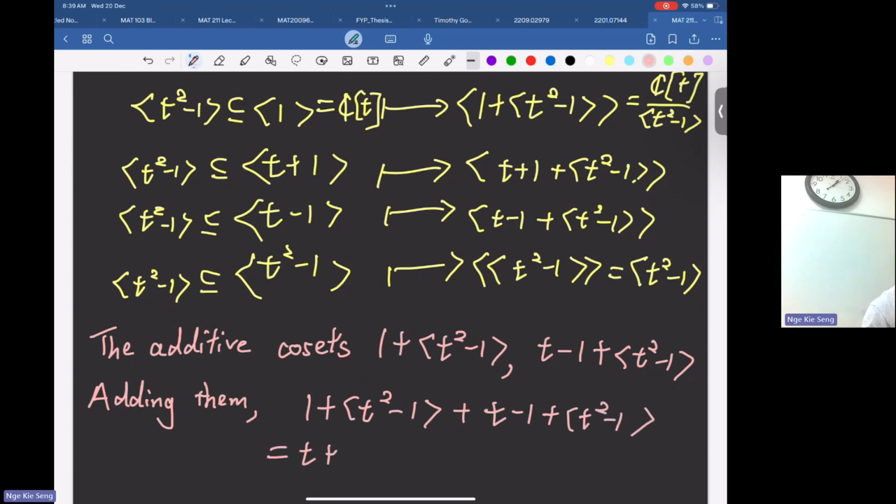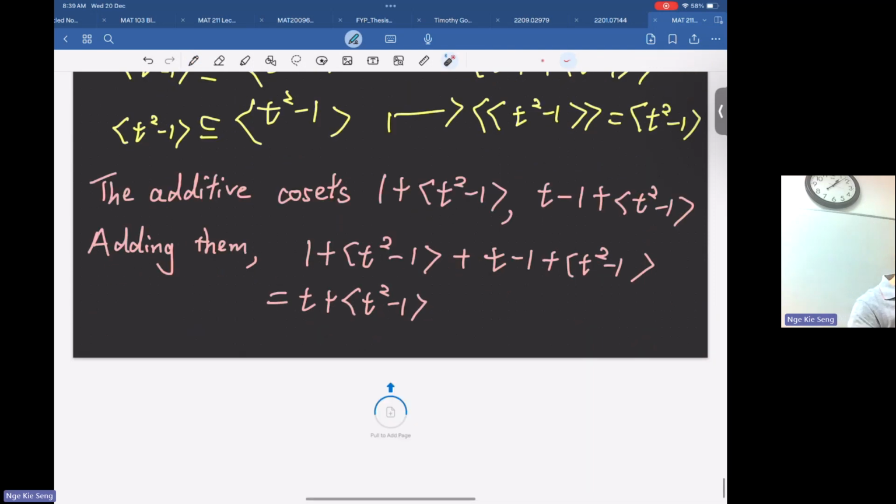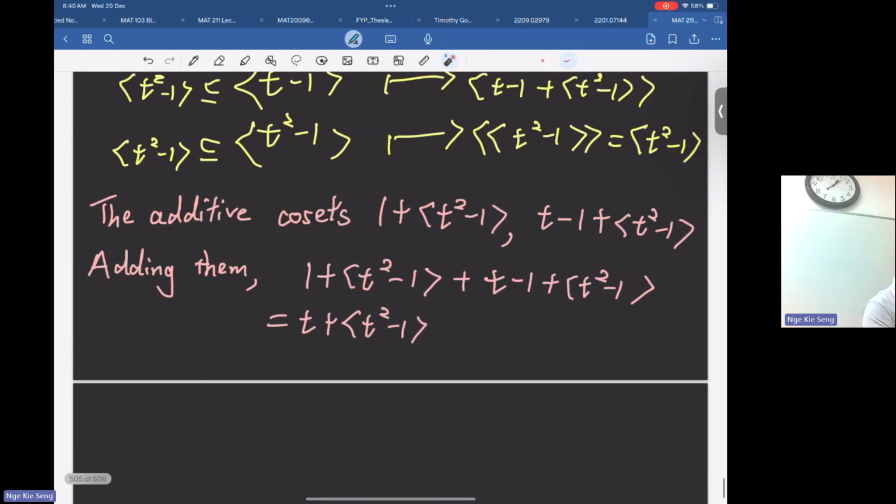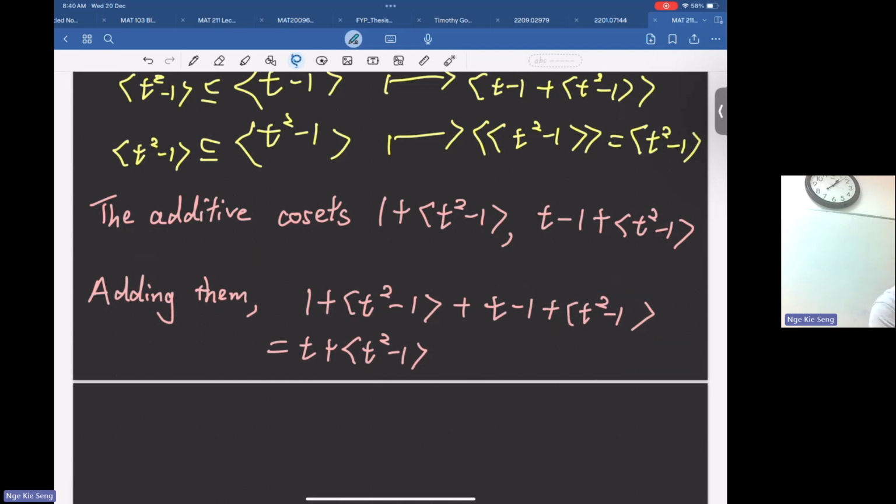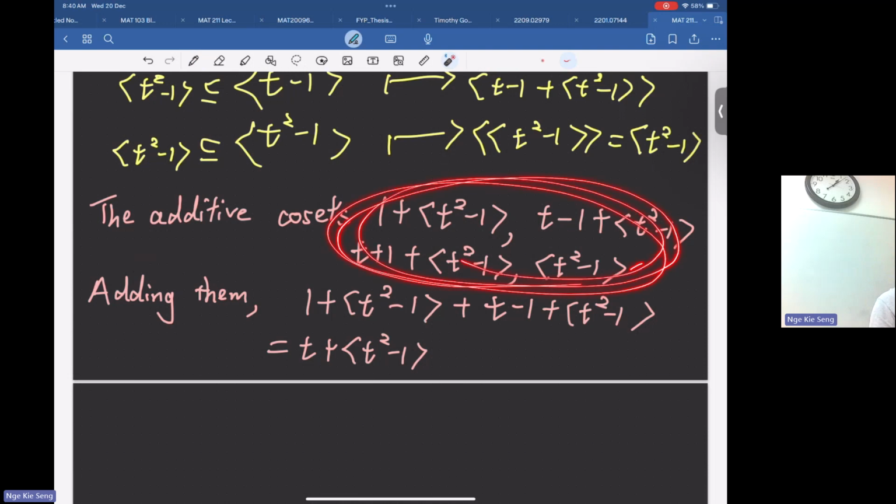I get t plus t squared minus 1. And then I ask whether this coset is equal to one of the 4 cosets: 1 plus t squared minus 1, t minus 1 plus t squared minus 1, t plus 1 plus t squared minus 1, and the ideal generated by t squared minus 1. Right? Whether this t plus t squared minus 1 is one of these 4.